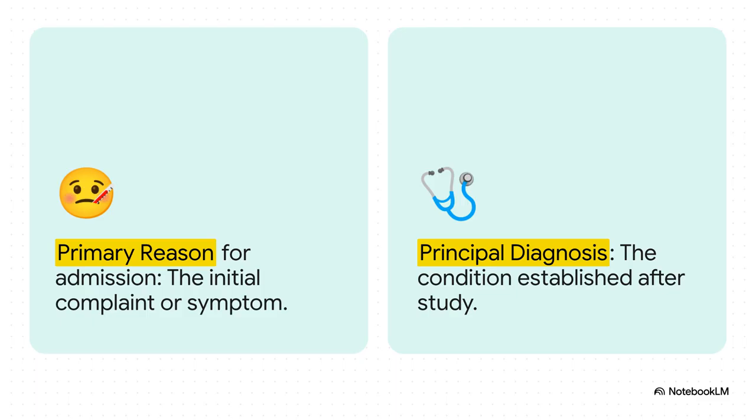But after an EKG and a bunch of blood tests, the doctor determines they're actually having an acute inferior wall myocardial infarction, a specific type of heart attack. That heart attack, that is the principal diagnosis. It's the condition established after study to be chiefly responsible for the admission. If a coder mistakenly just uses chest pain as the principal diagnosis instead of that specific heart attack code, it literally changes the entire major diagnostic category. That leads to massively inaccurate DRG assignment and, you guessed it, severe underpayment for the hospital.